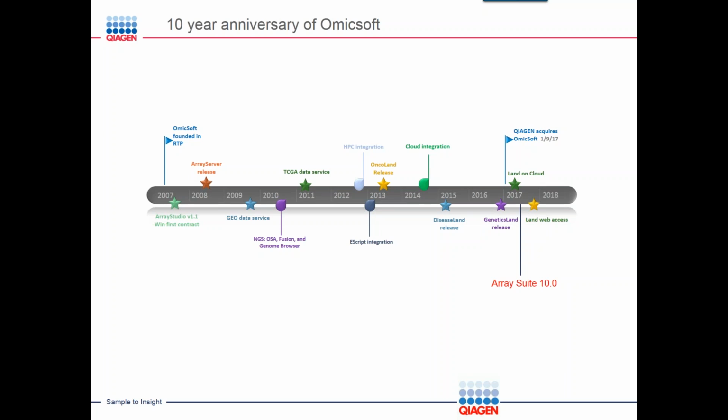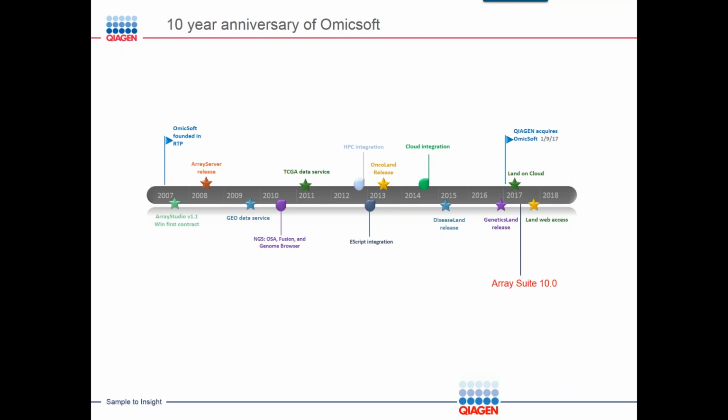We did some improvement on Array Server in 2012, and in 2013, which I personally think is really the breakthrough of Omicsoft, we released ENCODE as a LAN technology. We continue to improve the framework by adding the cloud integration in 2014. In 2015, we expanded LAN technology from oncology to non-oncology, which now is called disease LAN.